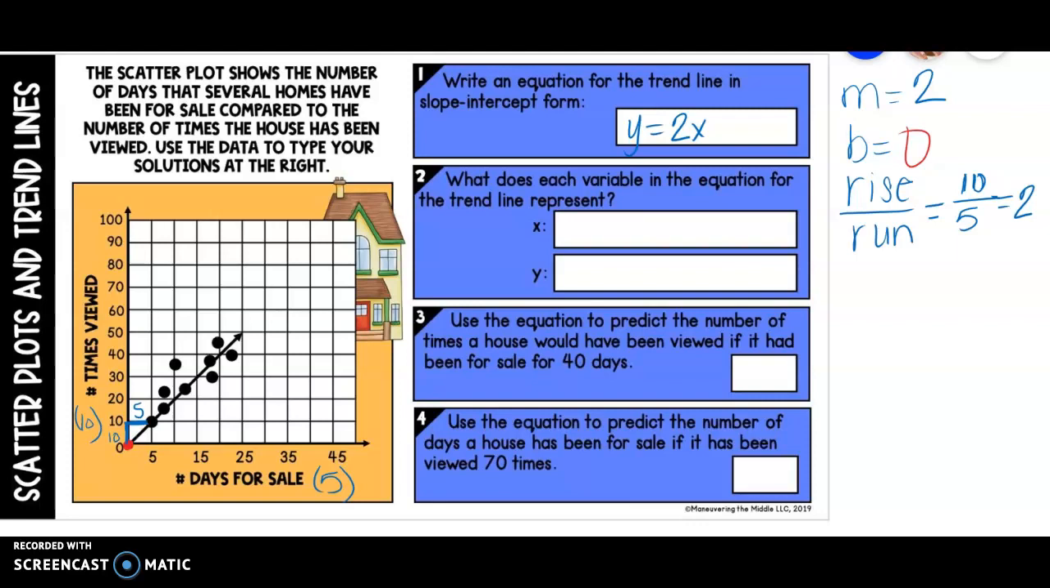Now it says, what does each variable in the equation of the trend line represent? So my x value represents the number of days for sale, so the number of days it's been on the market. And then our y value represents the number of times it's been viewed.